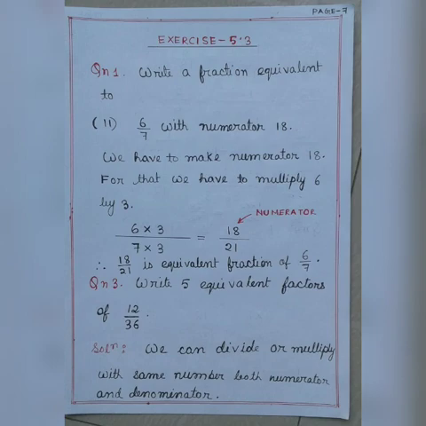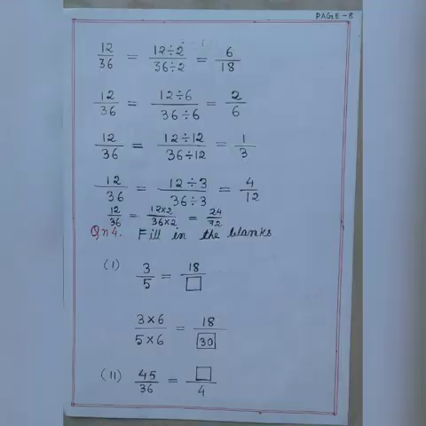Question number 3. Write 5 equivalent fractions of 12 by 36. As I mentioned in the class earlier, we can divide or multiply both numerator and denominator by the same number. So as I have told you, I can divide or multiply the numerator and denominator by the same number to find its equivalent fractions. So if I divide 12 by 36 by 2, both the numerator and denominator, I get 6 by 18.